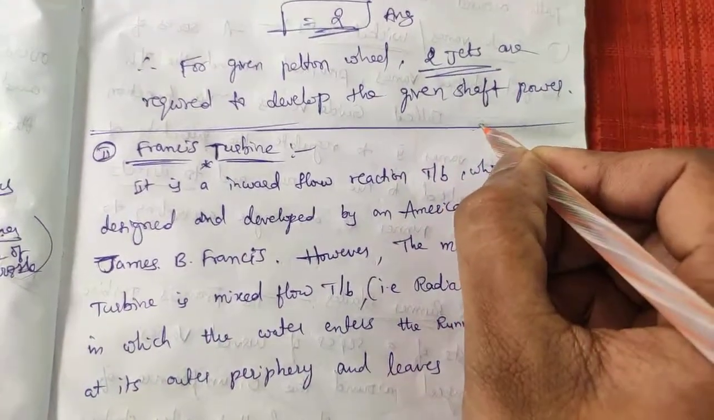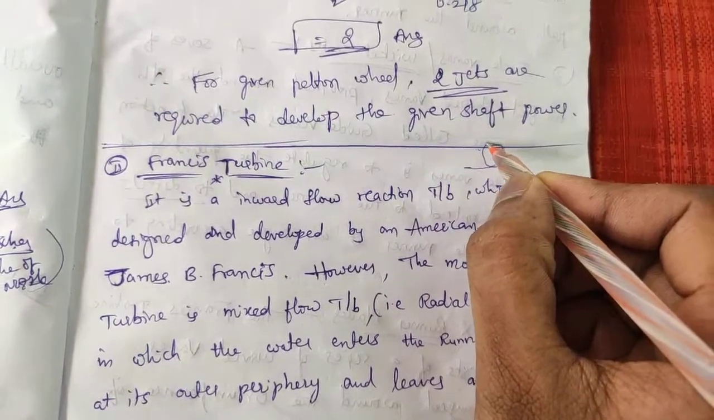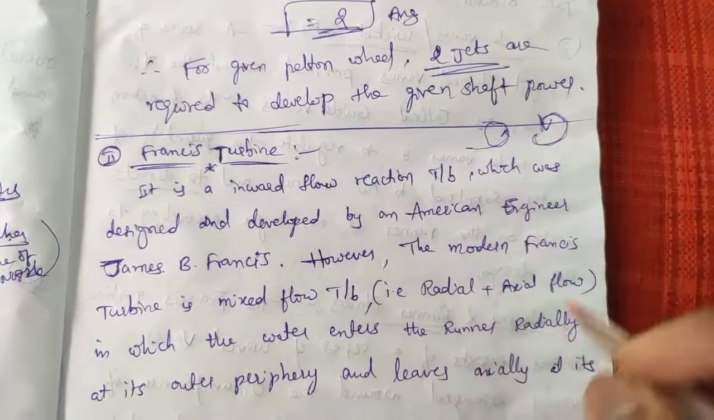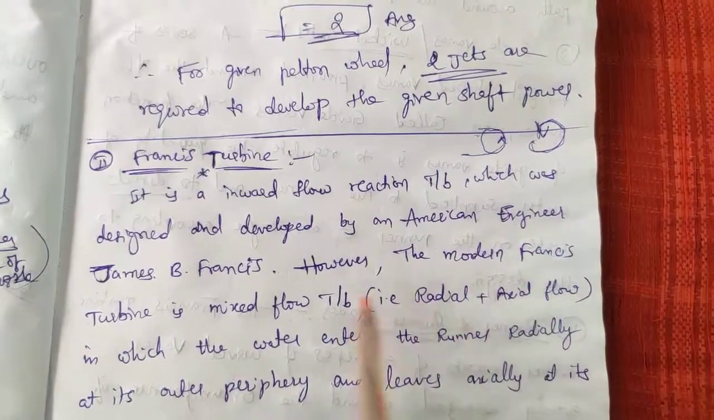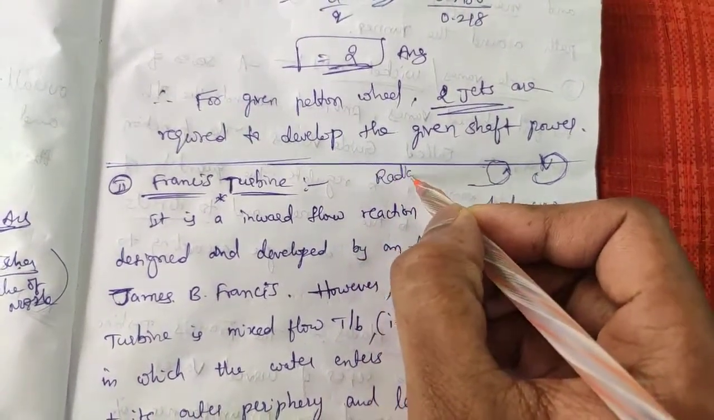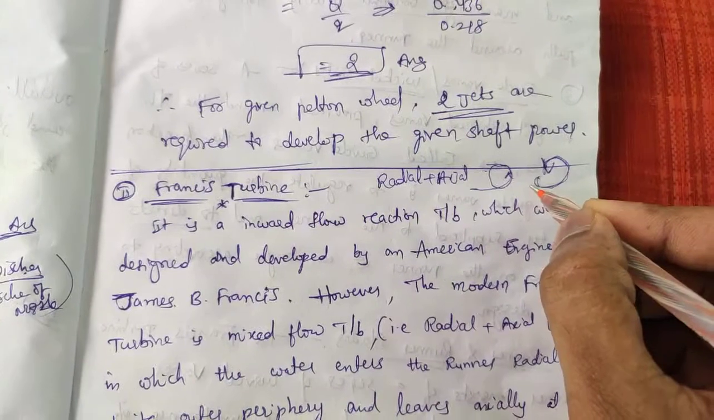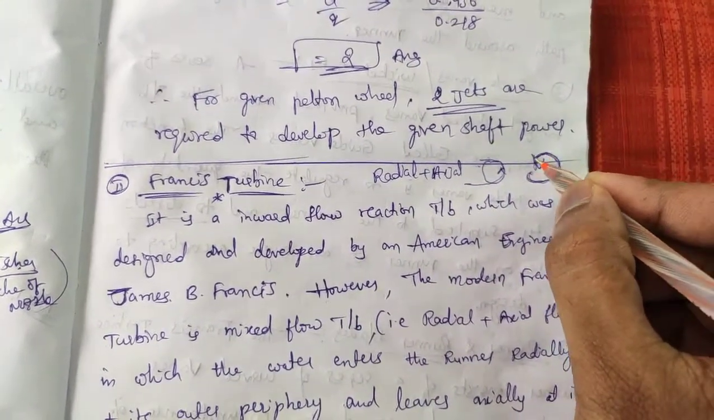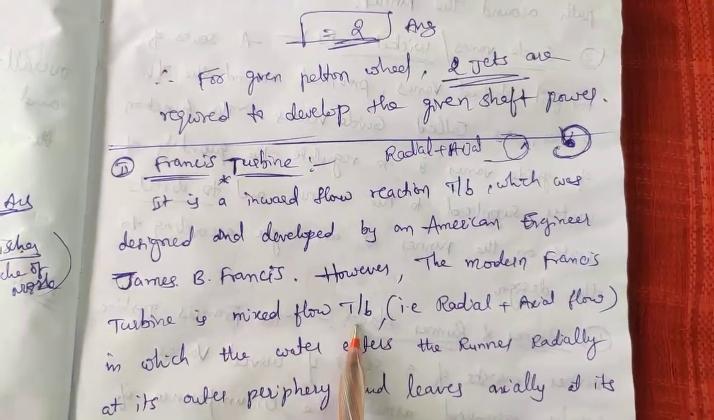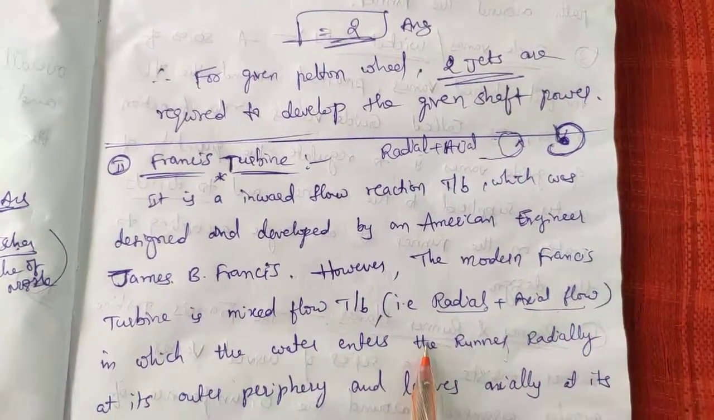That means the water enters and leaves in the radial direction. But in modern Francis, this turbine is a mixed flow turbine. That means the flow should be radial plus axial. That means water passes through the radial direction and leaves axially. So that's why we call this turbine a mixed flow turbine. That is radial and axial flow. Both flows are possible in this turbine.